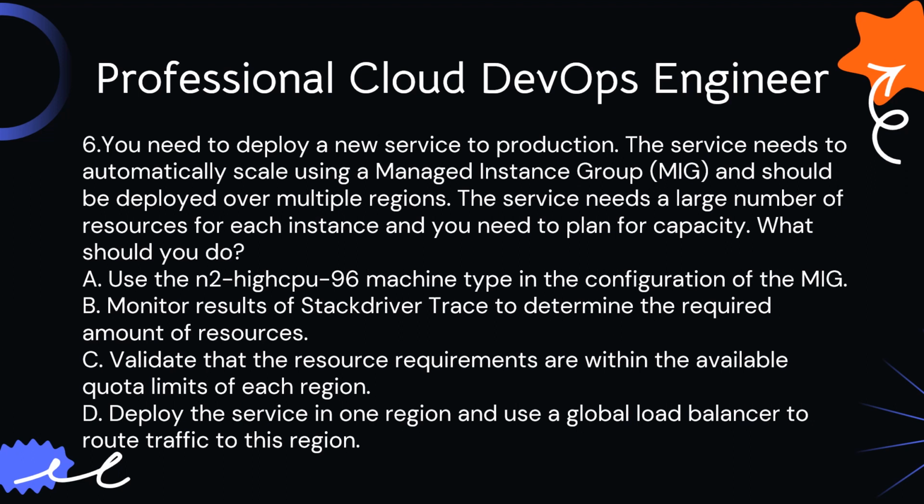A. Use the N2-HIGHCPU-96 machine type in the configuration of the MIG. B. Monitor results of Stackdriver Trace to determine the required amount of resources. C. Validate that the resource requirements are within the available quota limits of each region. D. Deploy the service in one region and use a global load balancer to route traffic to this region.